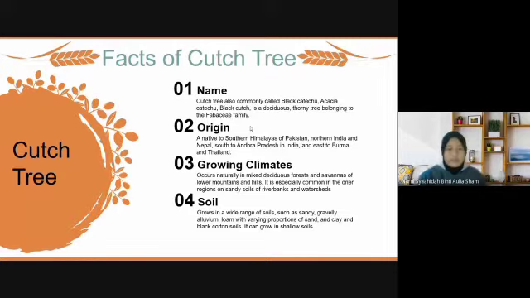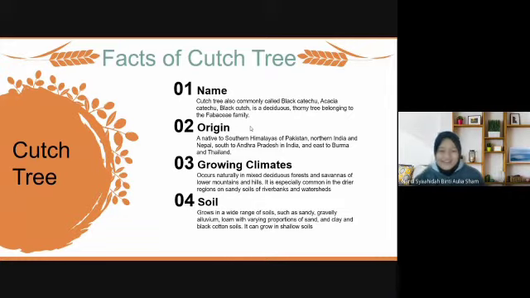Next is the origin of Kutch tree. It is native to the southern Himalayas of Pakistan, northern India and Nepal, south to Andhra Pradesh in India, and east to Burma and Thailand. It is occasionally planted in Java, Indonesia as well.